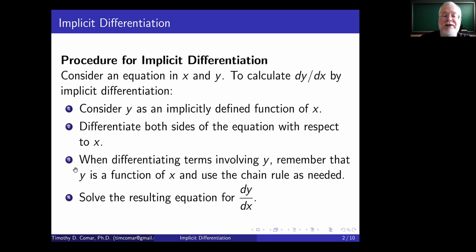And the key thing here, when differentiating terms involving y, remember that y is a function of x and use the chain rule as needed. And then we solve the resulting equation for dy/dx. And we're done. Here are two examples.